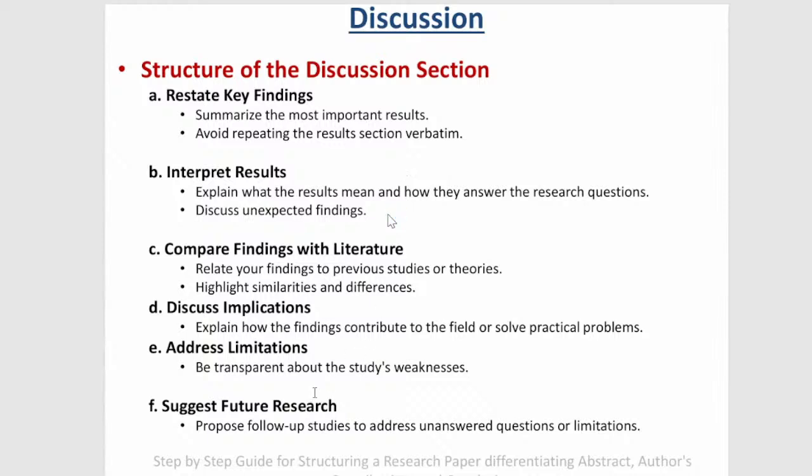Earlier we discussed limitations in the context of unexpected results, where we were expecting a little bit better and didn't get it. But here, we also have to highlight what we cannot do. If we are transparent about the weaknesses of this study, it helps us propose follow-up studies and suggest future research to address unanswered questions or limitations. So this discussion part is another important part. Basically, these parts are mandatory in a research paper.